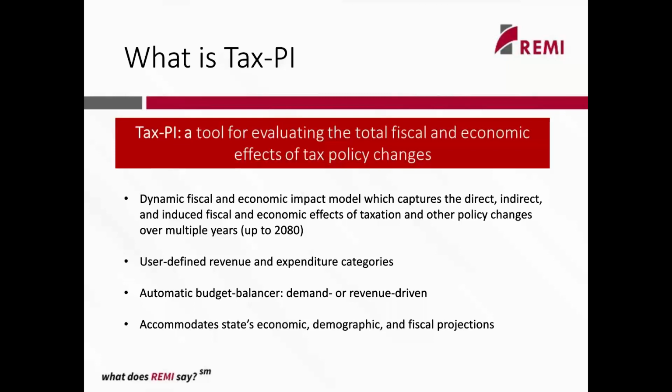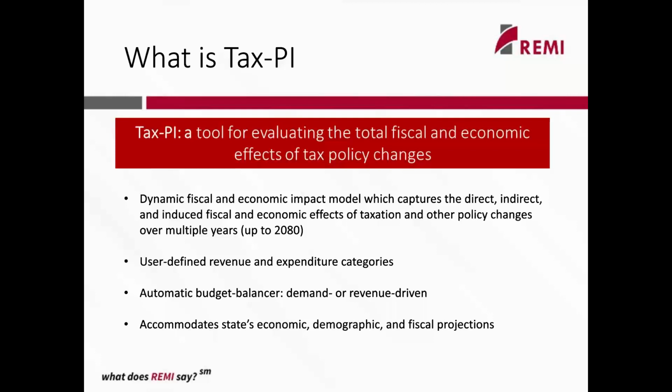The Tax PI model has a user-defined revenue and expenditure category, so you can upload your budget with the most up-to-date years and tax receipts you may have. There's an automatic budget balancer that is both demand or revenue driven. That's a useful tool. We'll be highlighting that as well. And finally, it accommodates states' economic, demographic, and fiscal projections. So that demographic and fiscal component is also built in.